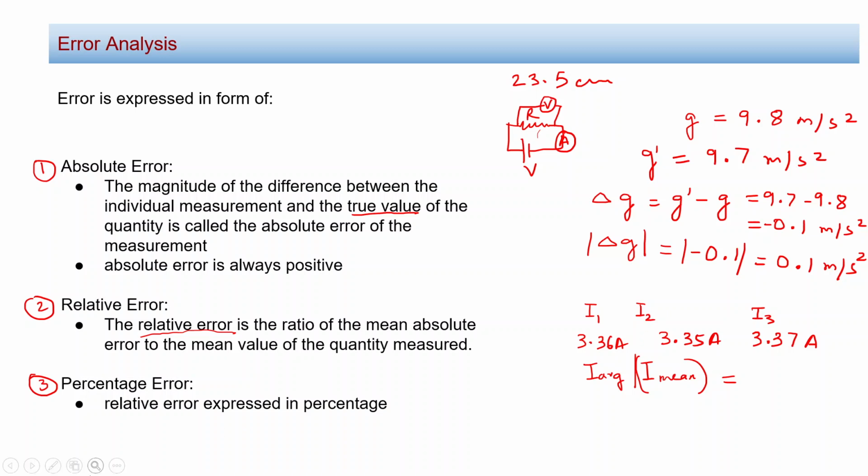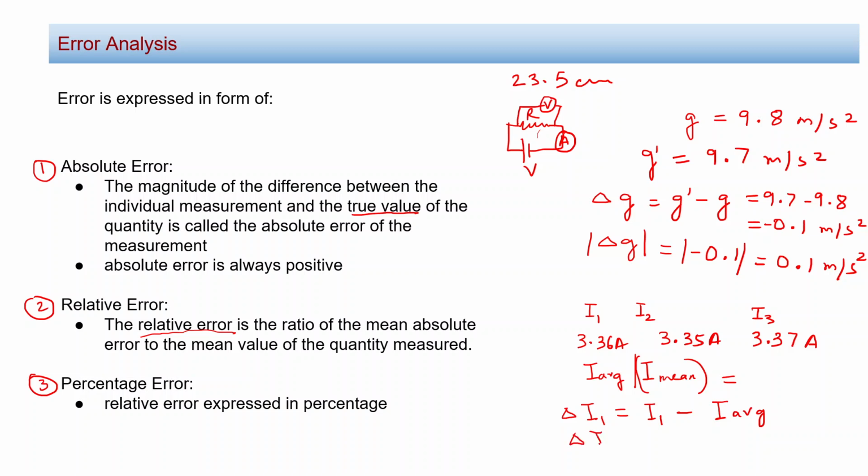Okay, so moving on to the relative error. What is relative error? It is the ratio of mean absolute error to the mean value of the quantity measured. So how to define this: like I told, the error is what we measured minus the true value. So in this case, if we want to find the error in current, when I measured this I1, the error in the first value will be I1 minus this I average.